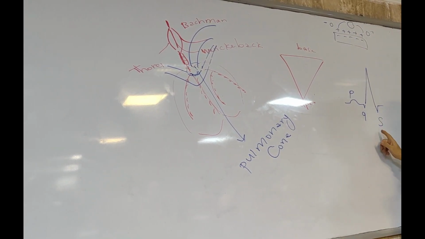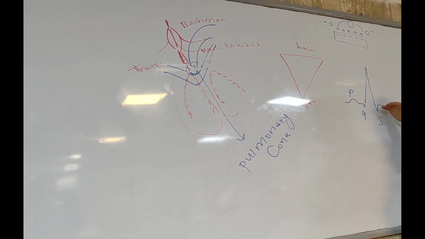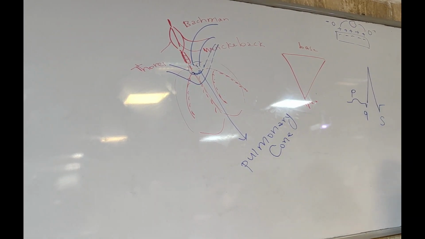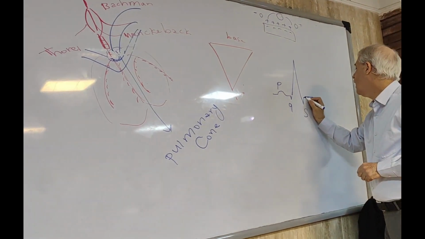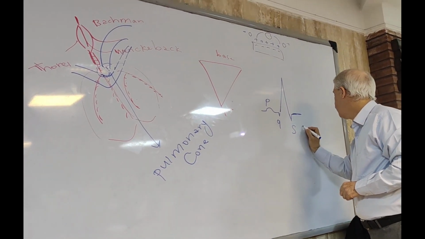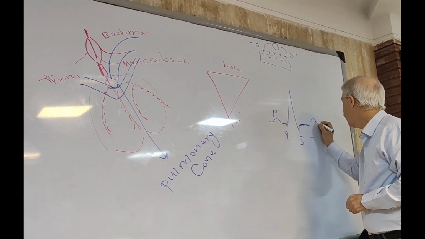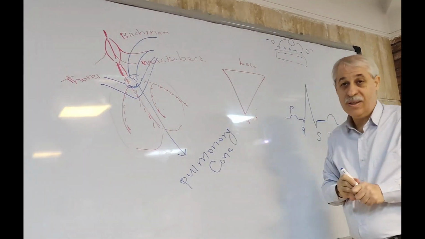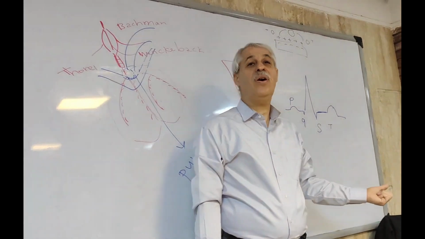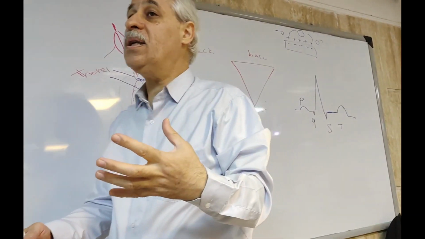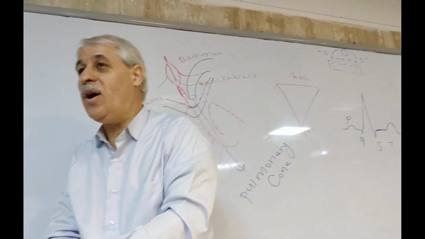Then you will have an S wave. Now here, both surfaces of the ventricles are depolarized. I will describe the T wave. Here, the ST segment signifies that both ventricles are in a depolarized state.